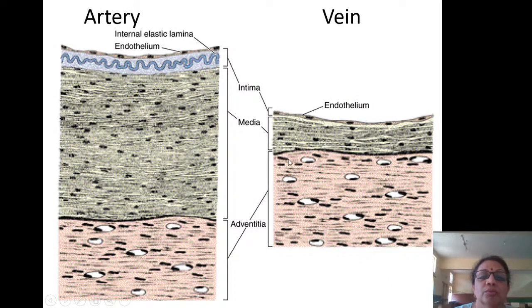So, artery had internal elastic lamina. First it had an endothelium, then it had internal elastic lamina, then it had tunica media, then it had adventitia. See the proportion. Vein has the same endothelium, same media, same adventitia, but look at the proportion.